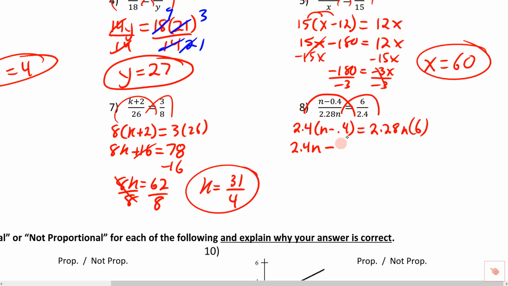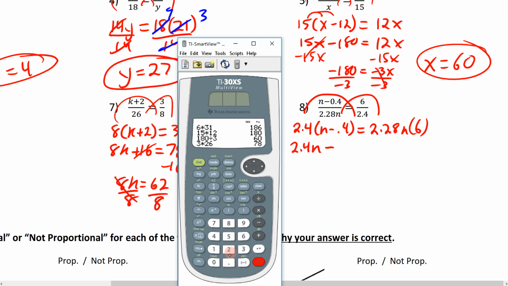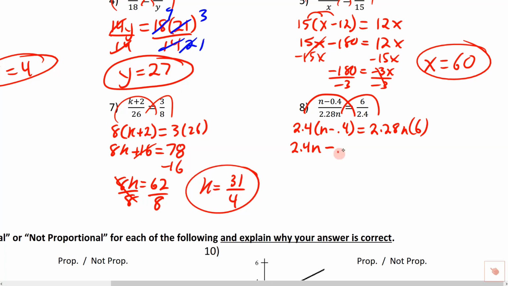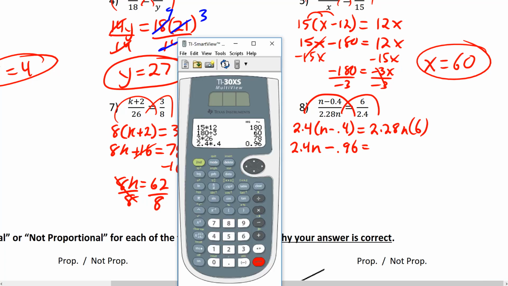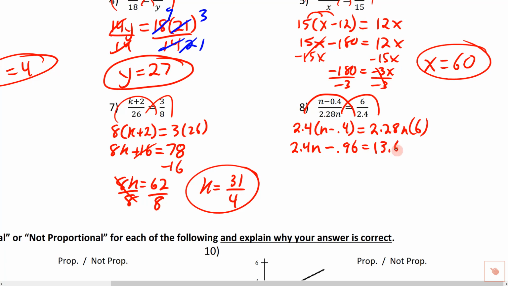2.4n. And then minus, I know that is going to be negative, so we'll grab the calculator for this one. 2.4 times 0.4. Let's see, yep, we got that. And so this is going to be negative 0.96. And then on the other side, let's see what we get out of this. We get 2.28 times 6. Always a good idea to make sure you've typed it in the calculator the right way. We get 13.68. So 13.68, and we've got an n on there.